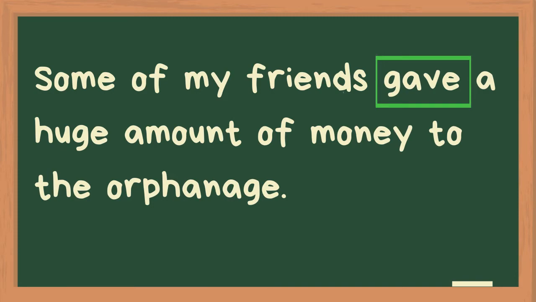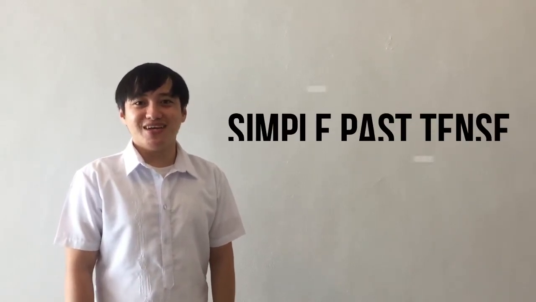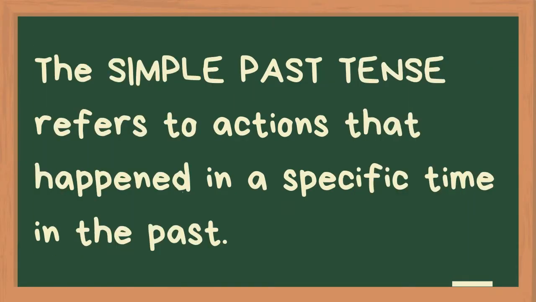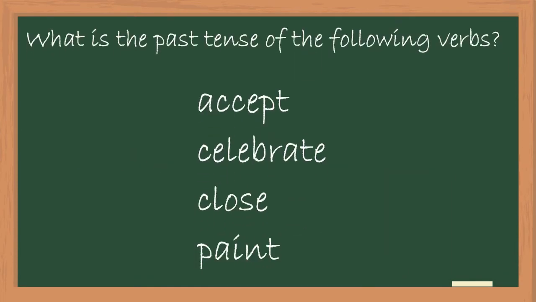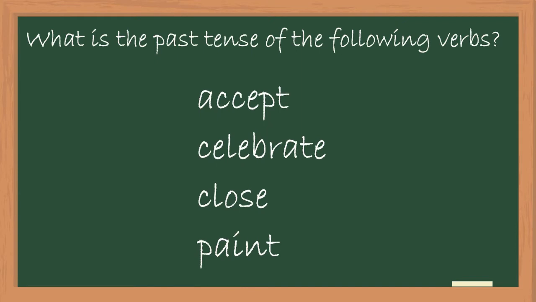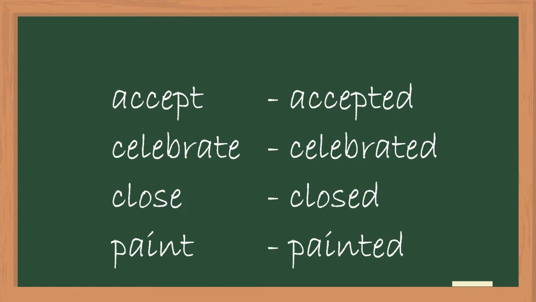When did the action take place? Correct! The action took place in the past, so that verb is in the simple past tense. The simple past tense refers to actions that happened in a specific time in the past. What is the past tense of the following verbs? Accept, celebrate, close, paint. Yes, the answers are accepted, celebrated, closed, painted.